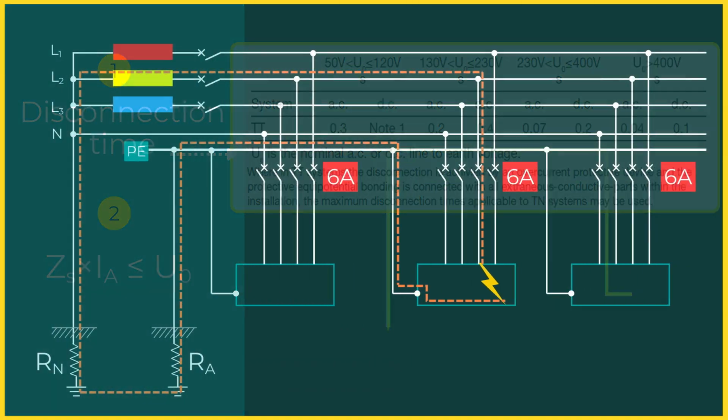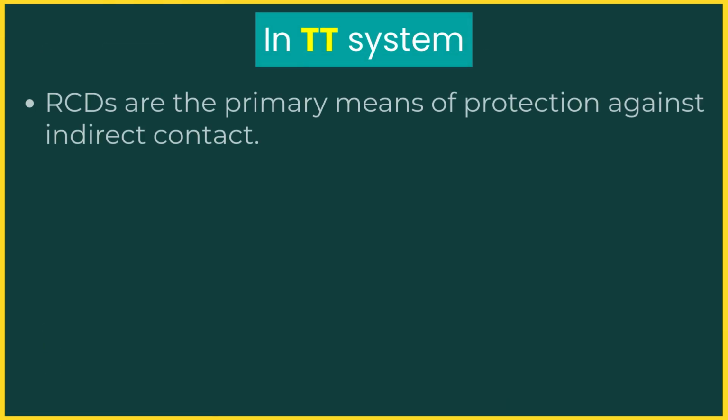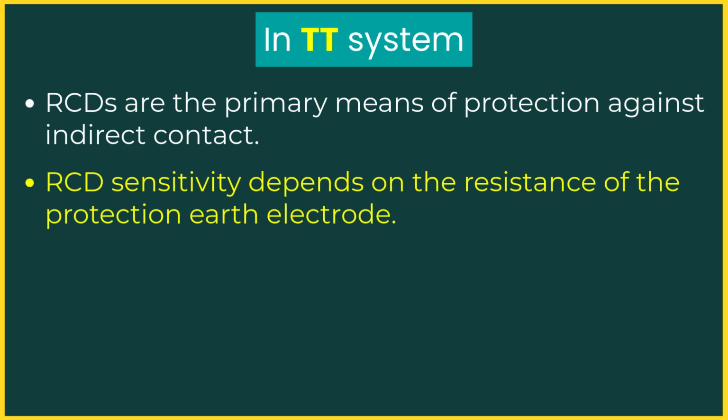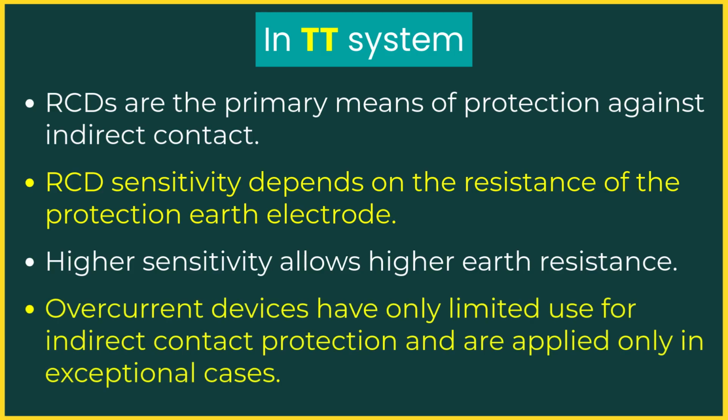Before we close, let us summarize. In TT systems, RCDs are the primary means of protection against indirect contact. RCD sensitivity depends on the resistance of the protection earth electrode. Higher sensitivity, that is, a lower rated residual current, allows higher earth resistance. Overcurrent devices have very limited application for indirect contact protection and should be used only in exceptional cases.